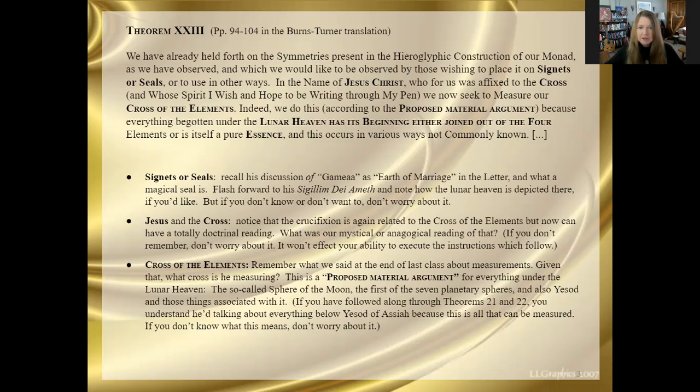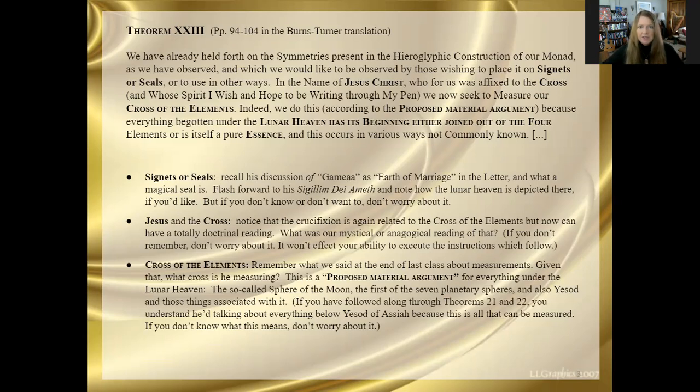And second of all, think about the thing I said last class about measurements and why I gave you that last homework assignment anyway. So what cross of the elements is he measuring? Because he says this is a proposed material argument for everything under the lunar heaven. That's the so-called sphere of the moon. You may know where the sphere of the moon is, say on his seal of Amet. Many people in medieval magic and long before that use spheres of the moon, continues all the way up to the time of Kepler.